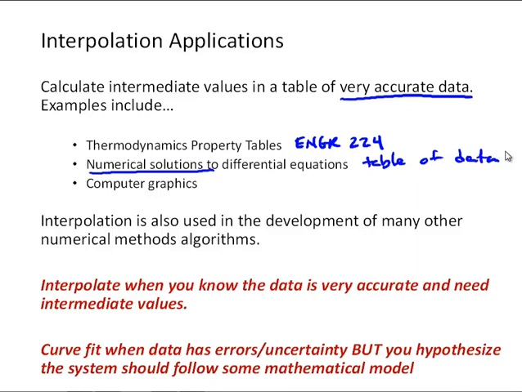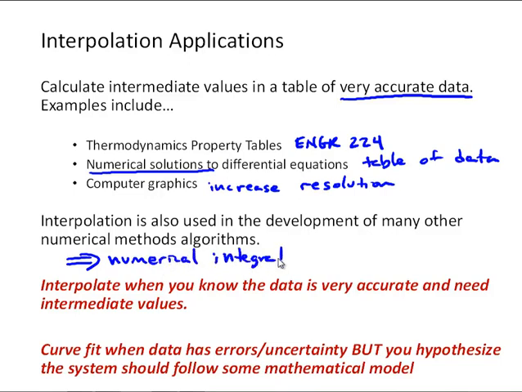Another common place where interpolation shows up is in computer graphics, where we want to increase resolution. We might interpolate a graphic onto a finer grid. Interpolation is also used in the development of many other numerical methods algorithms. We'll look at it in Engineering 240 for numerical integration and ordinary differential equation solvers.